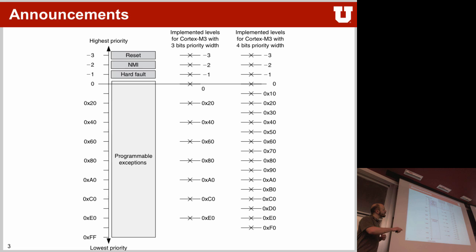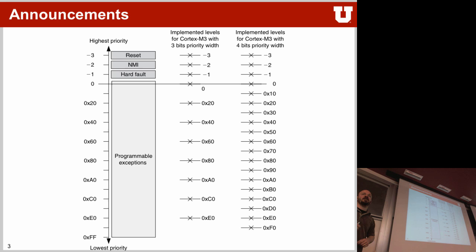If only 4 bits are implemented, of course, then you get all of these. You get twice as many priorities that you can then use and implement. Again, the top 3 ones, you can never change. The reset interrupt, the NMI interrupt, and the hard fault interrupt will always have the same priorities. You cannot change them. Yes?